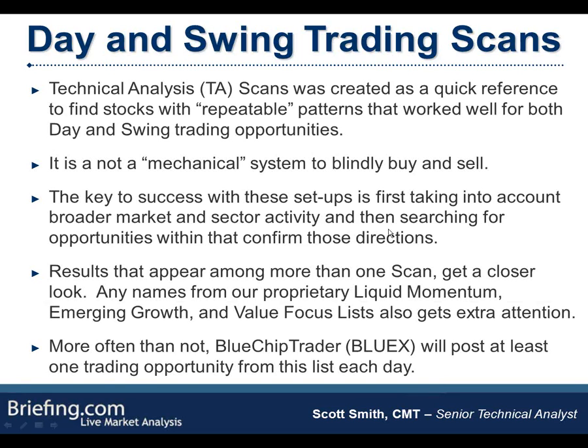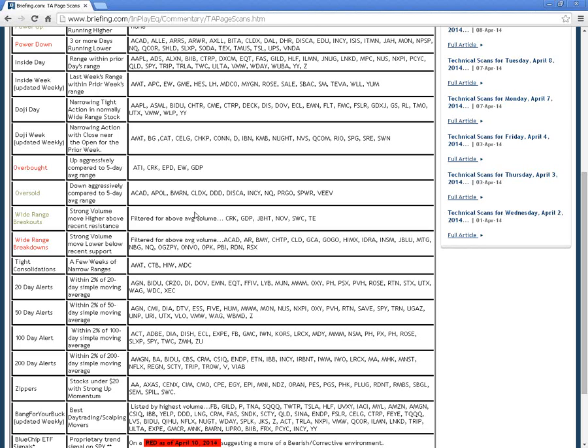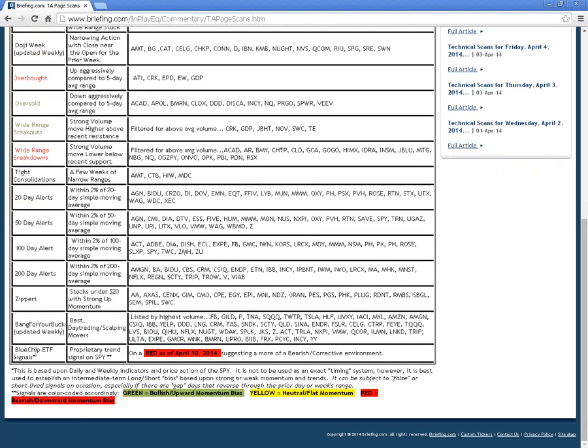All right, so we'll go back to that TA page scan. Now I'm going to start from the bottom up here. So down at the bottom we have the Bluechip ETF Signals. This is a proprietary scan that I came up with about 2 or 3 years ago. Basically, I wanted something that would tell me which way the momentum was focused.